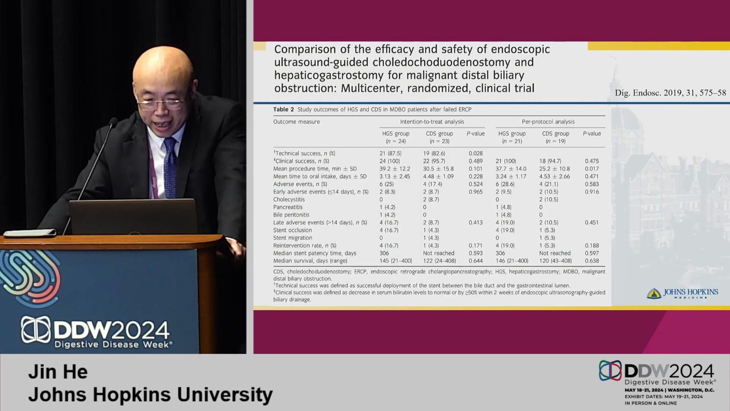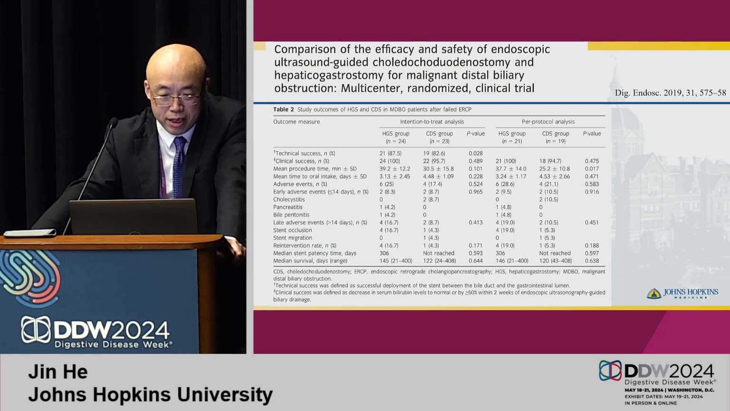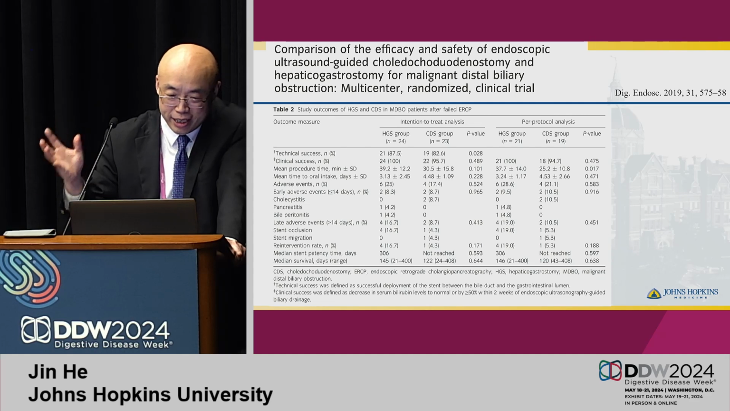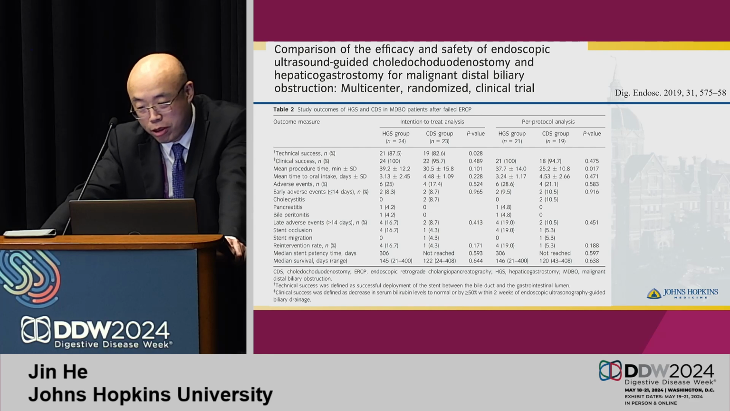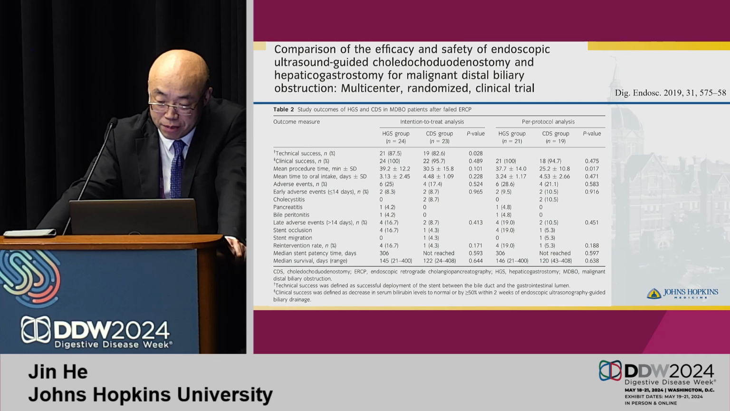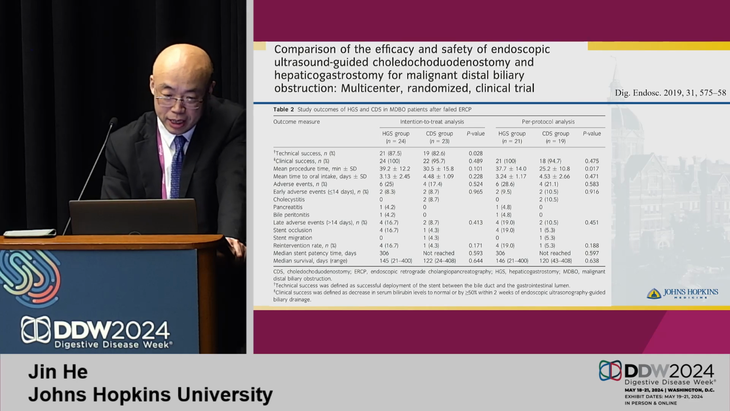This is an interesting study. It compares endoscopic ultrasound-guided choledochoduodenostomy versus hepaticogastrostomy. Both are considered non-anatomic drainage, but this study clearly demonstrated that hepaticogastrostomy is equal to choledochoduodenostomy in terms of success rate, drainage and relief of the bile duct obstruction, especially when you look at the complication rate.